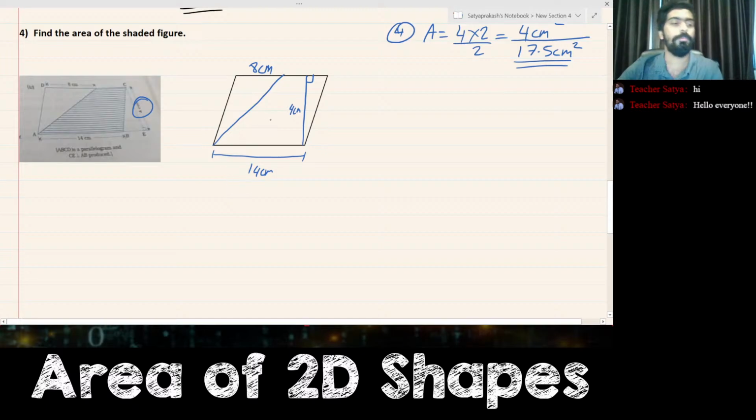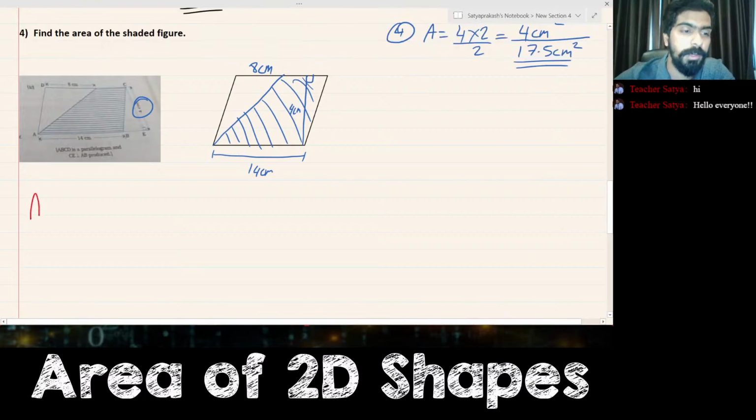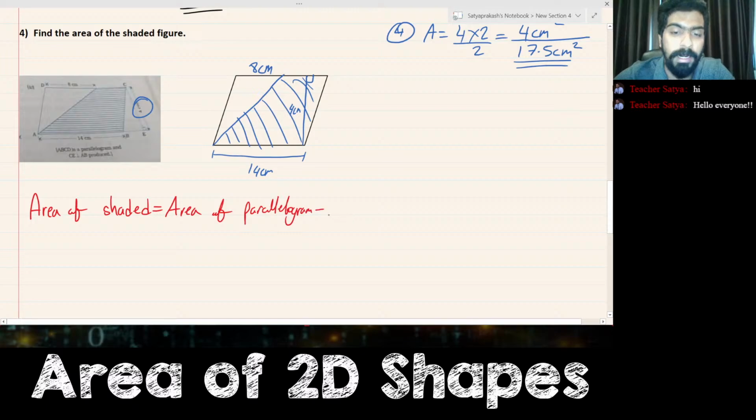So in order to find the area of the shaded part, which is this part, we find the area of the, let me write it down. So area of shaded is equal to area of parallelogram minus area of the triangle, right?